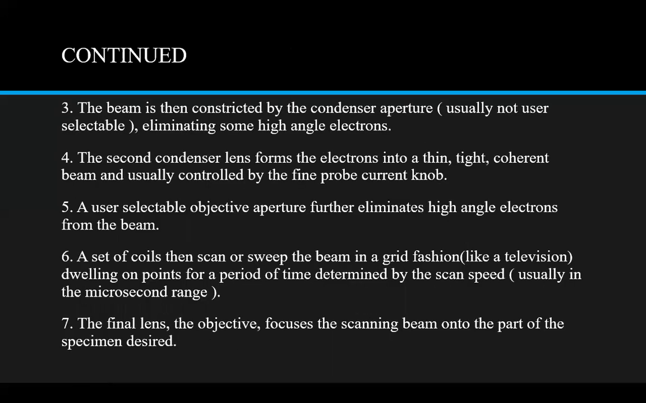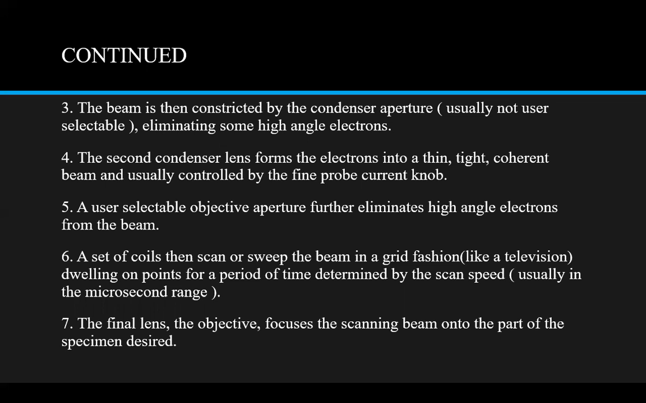Then we move forward. The beam is then constricted by the condenser aperture, usually not user selectable, eliminating some high angle electrons. And the second condenser lens forms the electrons into a thin, tight, coherent beam, usually controlled by the fine probe current knob. The fifth function is the user selectable objective aperture, which further eliminates the high angle electrons from the beam.